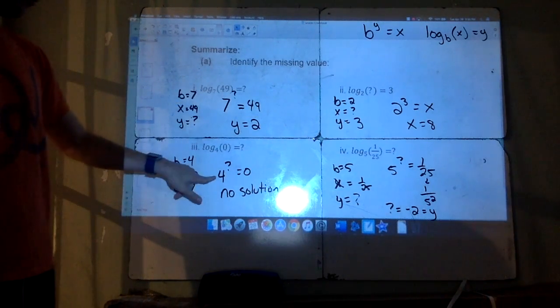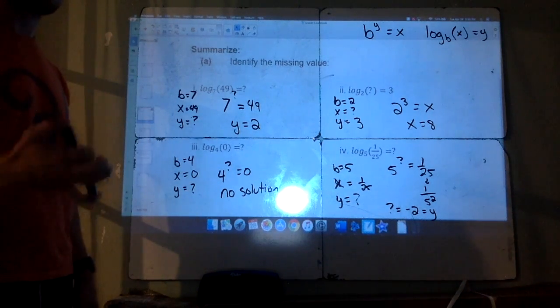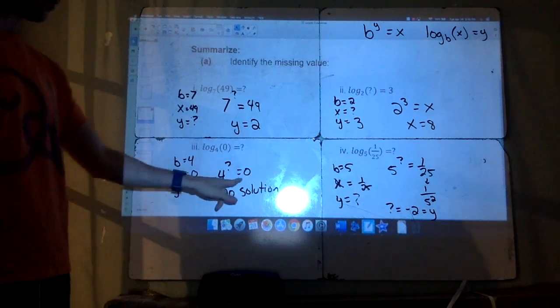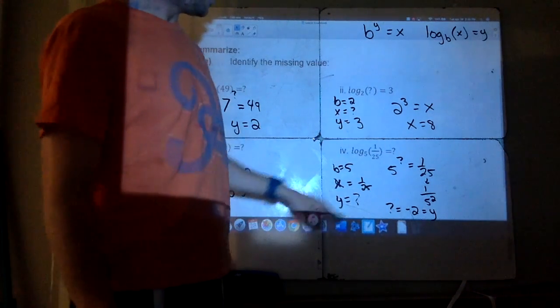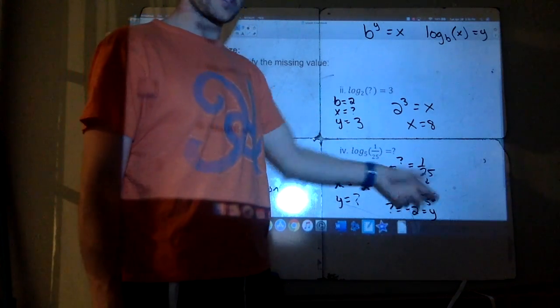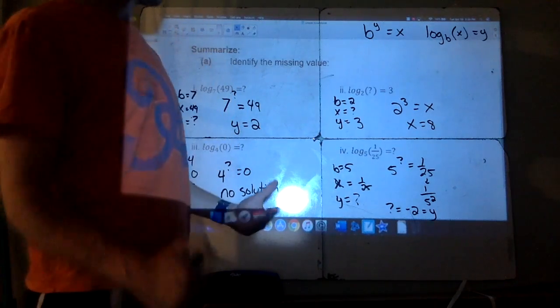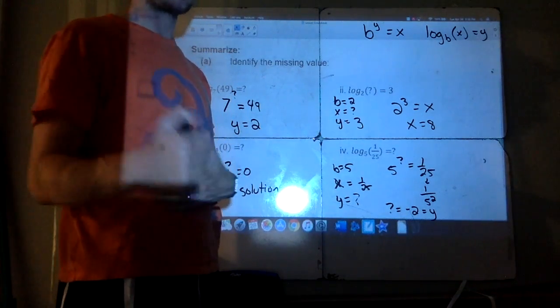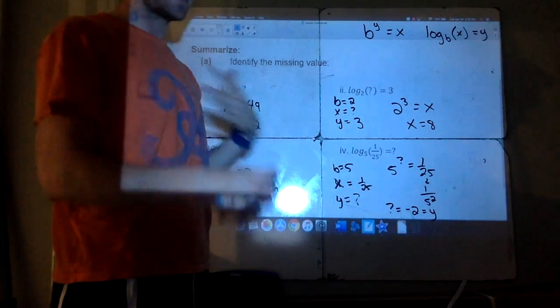And then here, 4 to what power equals 0? There's no solution. There's no amount of times you can multiply or divide by 4. You can never get 0. We say no solution. And then this bottom one, you have to realize 1/25 is actually 1 divided by 5 squared. So we get -2 there because 5 squared is 25. So 1/25 would be dividing by it twice. That's why it's a negative.